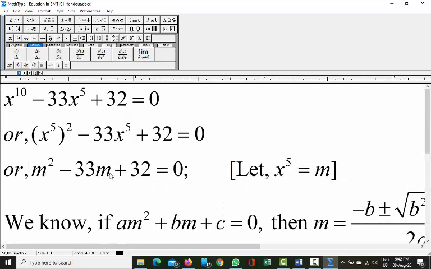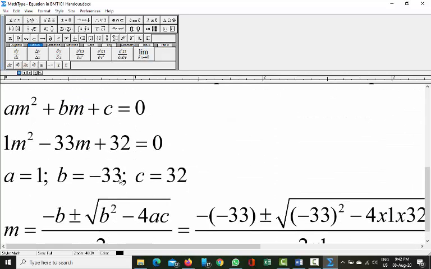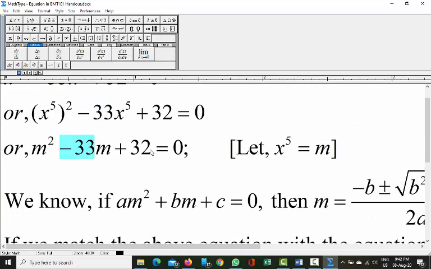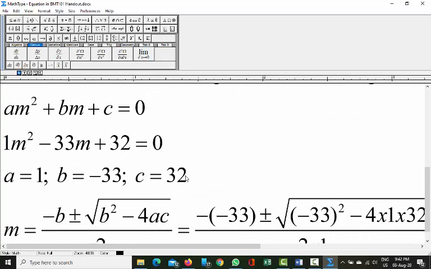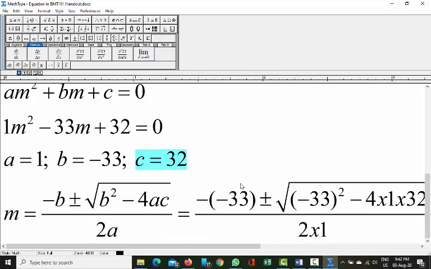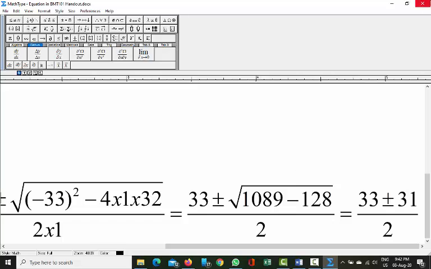And then, as I said before, the coefficient of the only variable without the power is b. So b is minus 33. And c is the remaining part, so c is 32. If you use the formula, you can solve it, or you can also use the calculator to get the value.